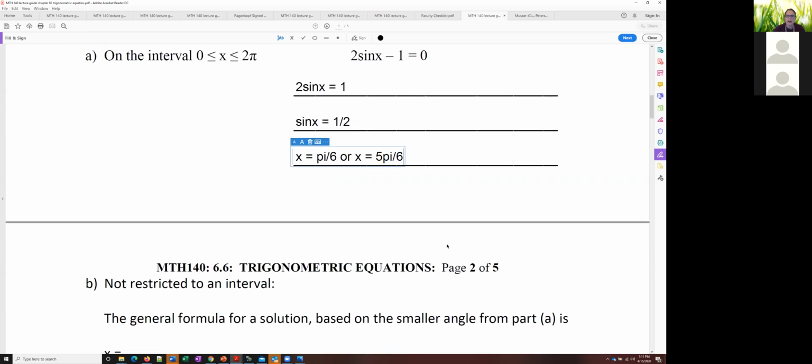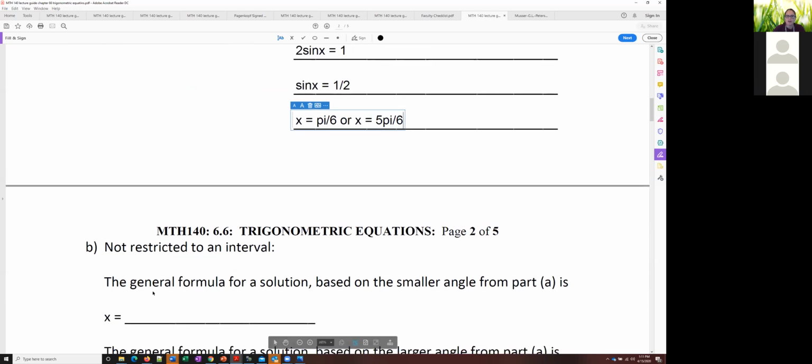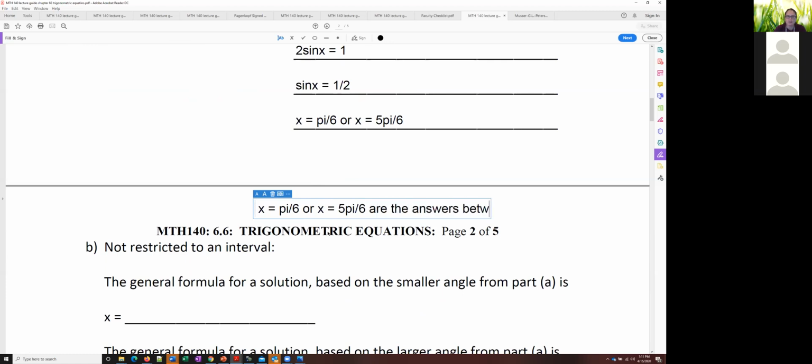Okay, so now that we've figured out the answers in the interval from 0 to 2 pi, let's think about all the answers. I'm going to go ahead and just rewrite this down below. So x equals pi over 6 or x equals 5 pi over 6 are the answers between 0 and 2 pi.